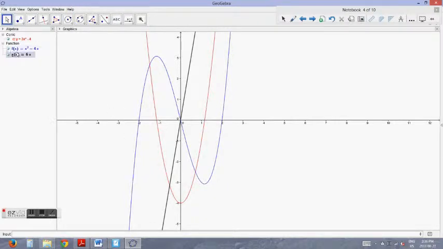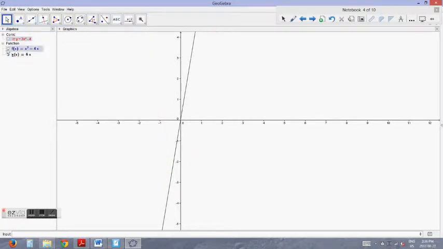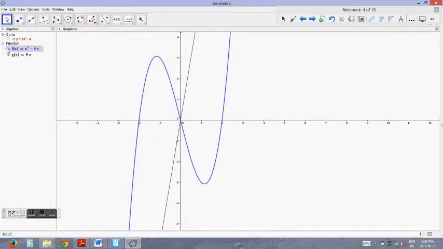Let's turn off the original function for just one second. Remember that the black one is the derivative of the red one, of the quadratic. When we have a maximum point, our derivative is 0. When the function is decreasing, the derivative is negative, and when it's increasing, it is positive. So let's turn off the red and turn on the original function. Let's take a look at what's happening now.